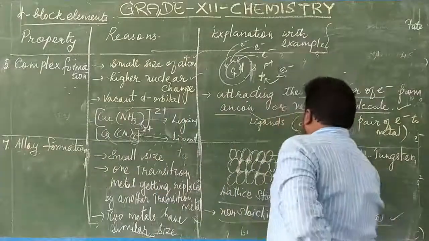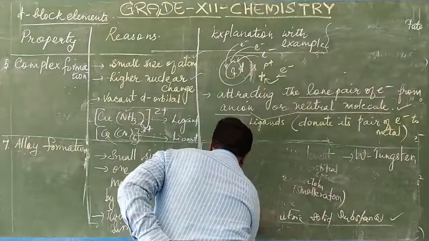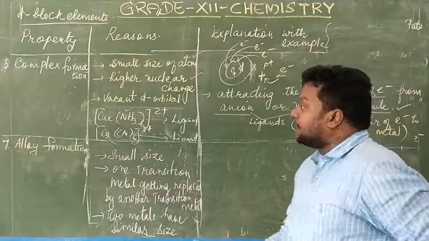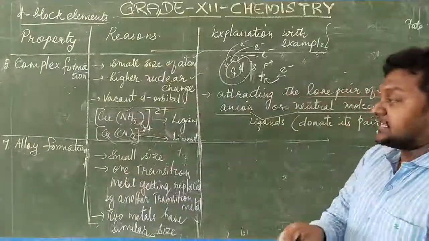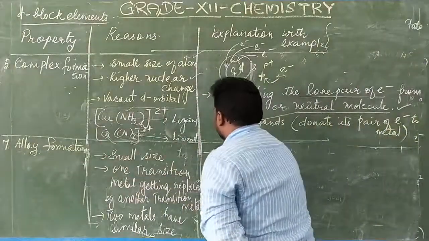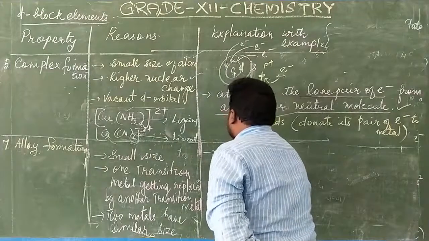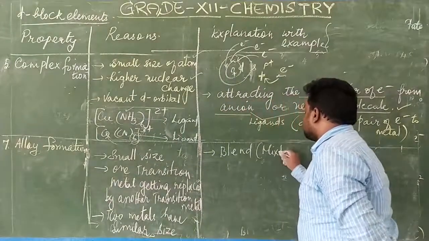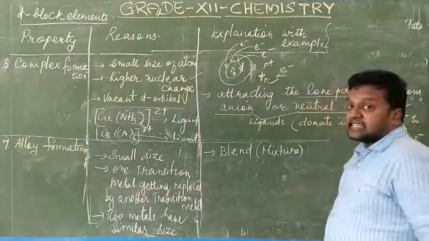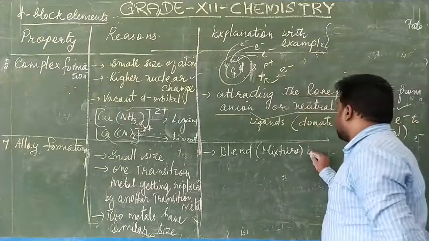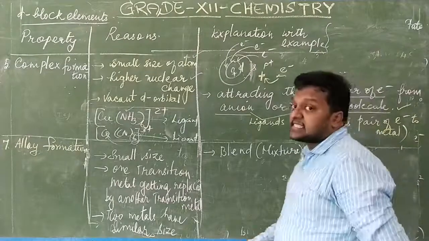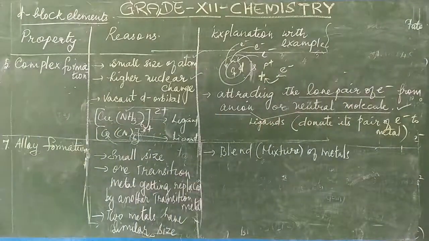So what is the structure? We'll see now how we have to draw the structure. First, we must know what an alloy is. Alloy is nothing but a blend of metals. Blend means mixture. An alloy is a blend of metals.